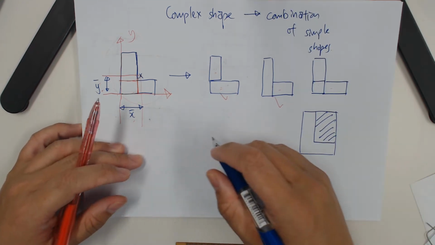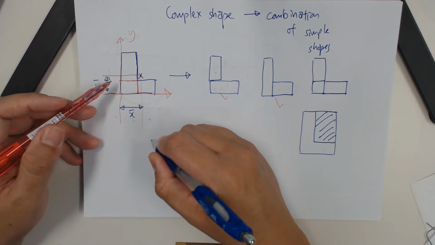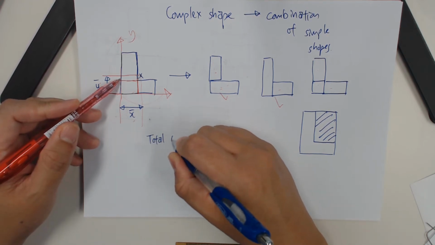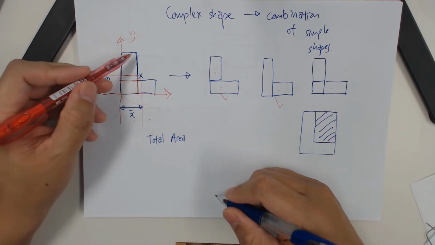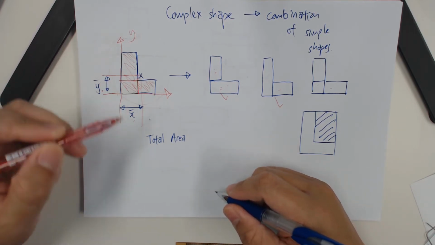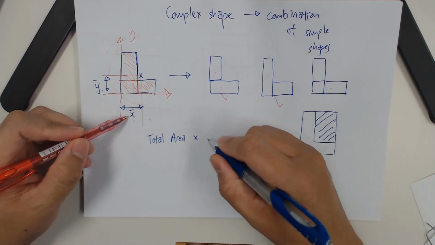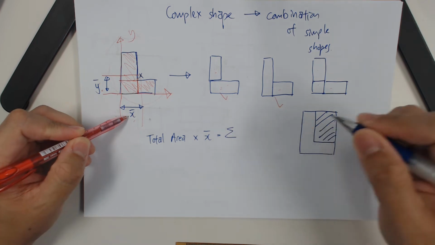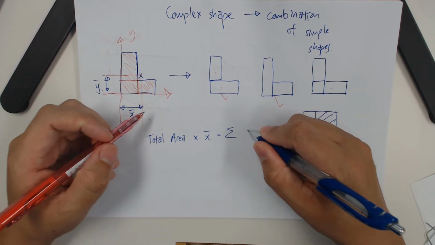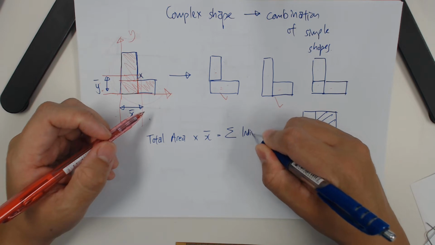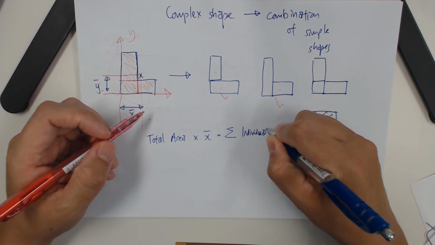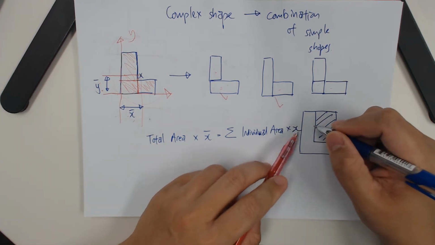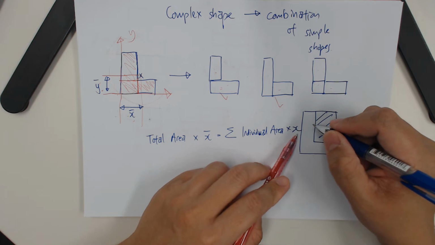The equation goes like this. The area of the complex shape, we call it total area, which will be this area here. This total area, multiplied by the x bar, is equal to the summation of the individual simple shapes' individual area, multiplied by their individual x bar.